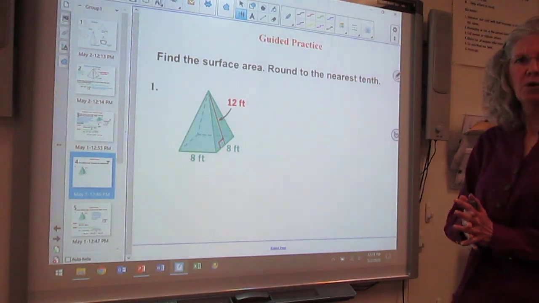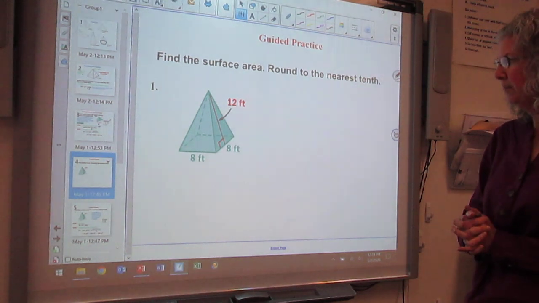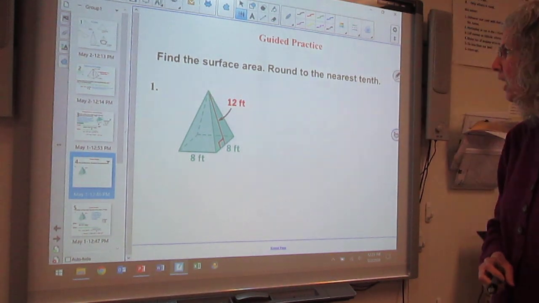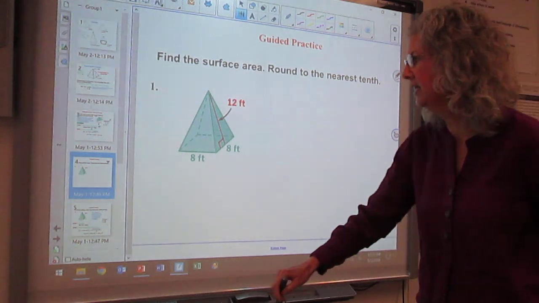This is your first homework problem. I want you to freeze your screen, copy that down. You have a square pyramid, 8 by 8 on the base with a slant height of 12. I want you to calculate the entire surface area around to the nearest tenth.